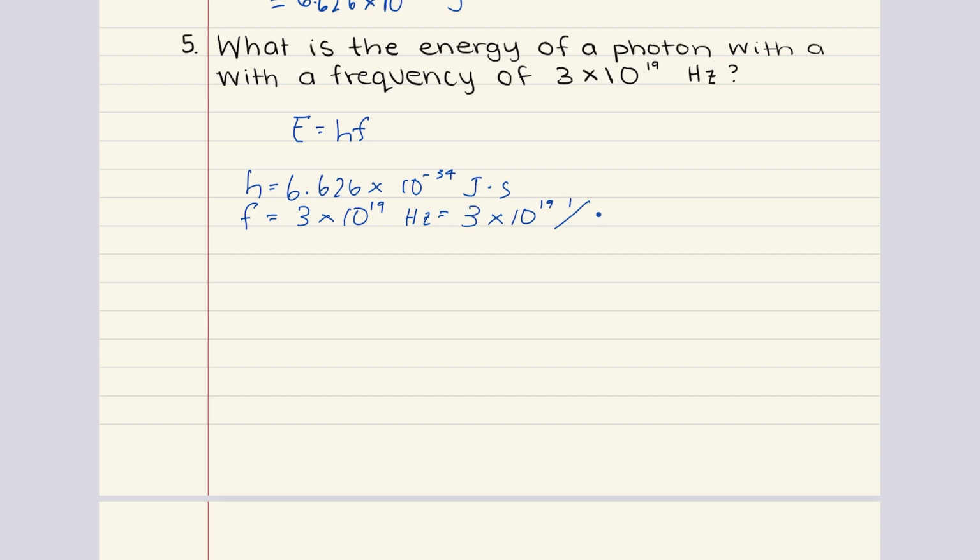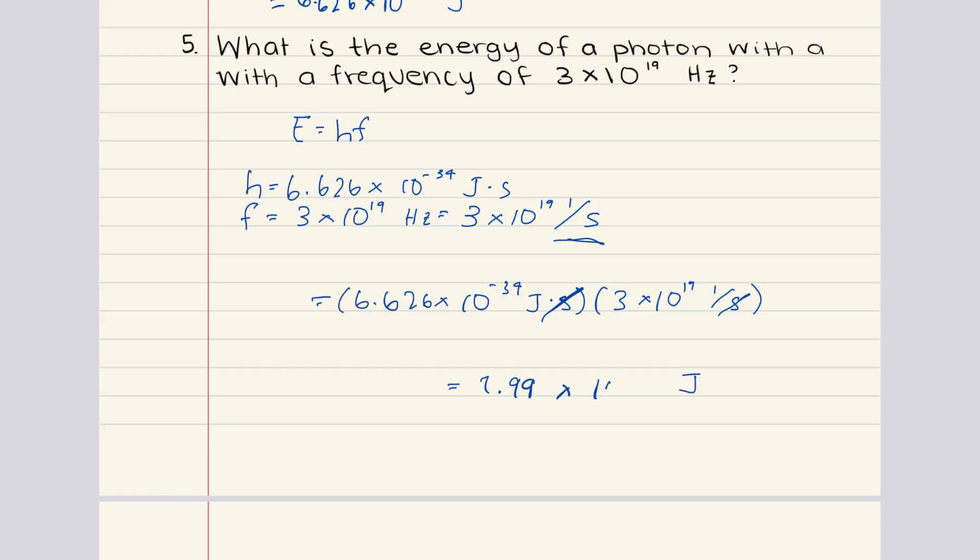This is what we're given in the problem, and alternatively, we can write this as 3 times 10 to the 19, 1 over seconds. Hertz is equal to 1 over seconds, and if we write it in this way, our units are properly going to cancel out so that we can get energy in units of joules. So let's go ahead and plug this into our equation. 6.626 times 10 to the minus 34 joules times second is multiplied by 3 times 10 to the 19 inverse seconds. The seconds cancel out. Our final answer is going to have units of joules. If we plug this into a calculator, we should get 1.99 times 10 to the minus 14 joules.